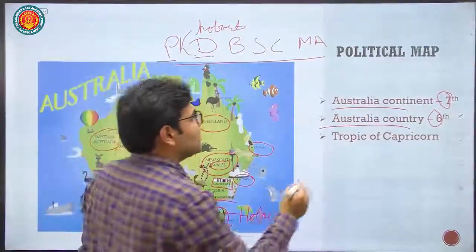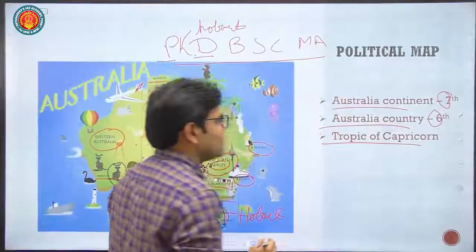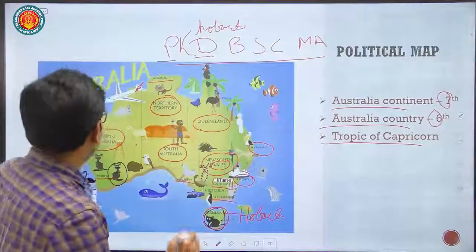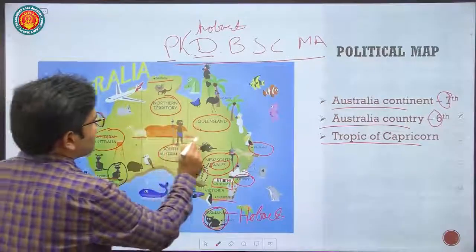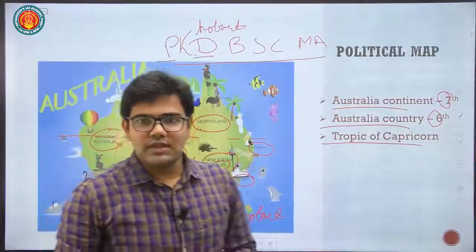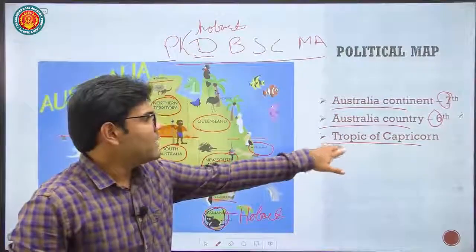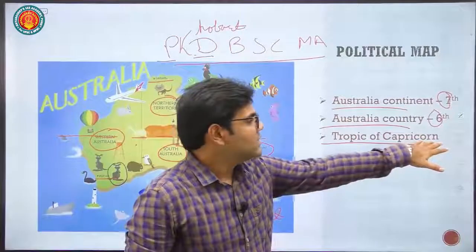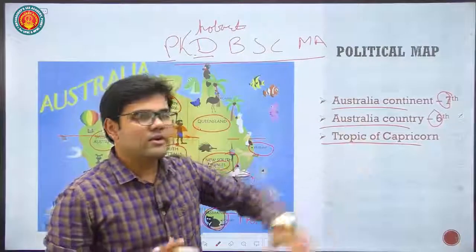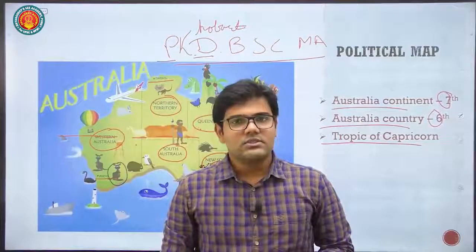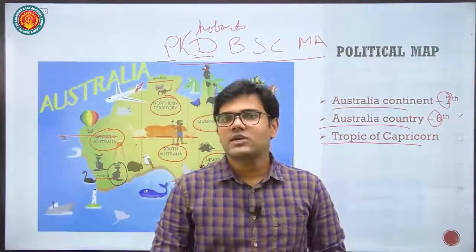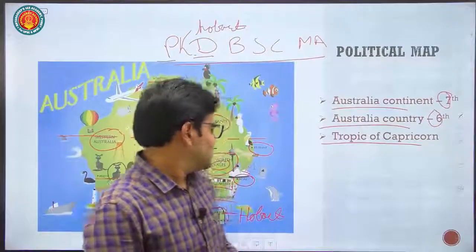Then the important feature of Australia is that the Tropic of Capricorn passes almost through the middle of Australia, and it divides the country into two parts. That's a fact we can remember. A question can be asked: from which of the following continents does the Tropic of Capricorn pass? The continent of Australia, then the continent of Africa, and the South American continent. So from these three continents, the Tropic of Capricorn passes.